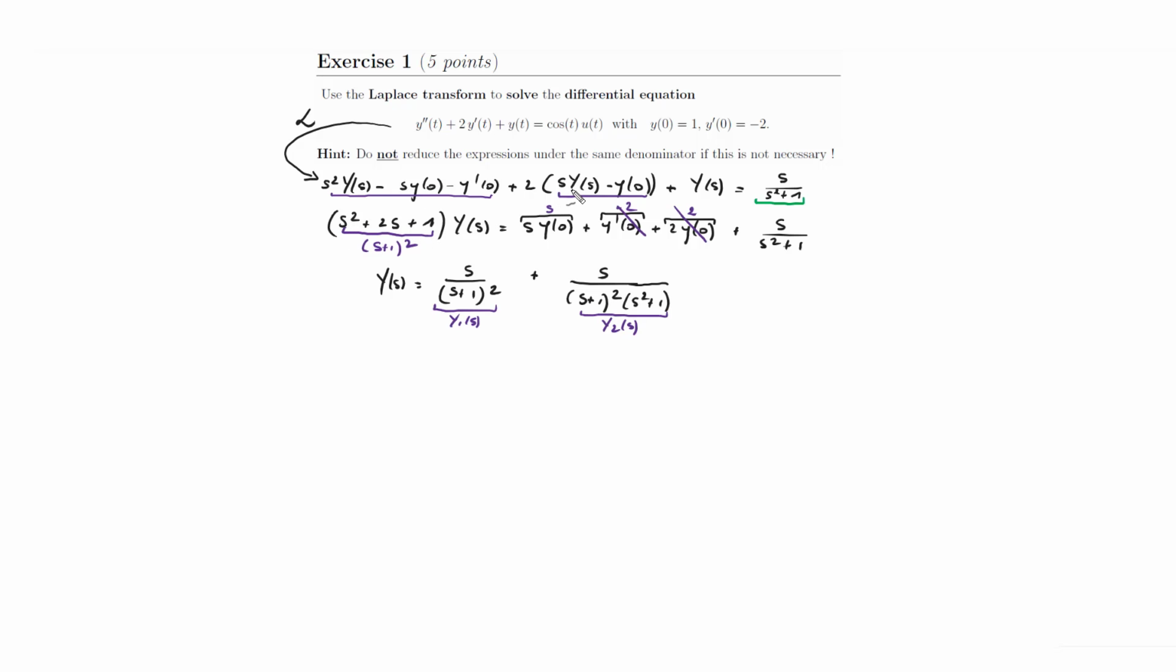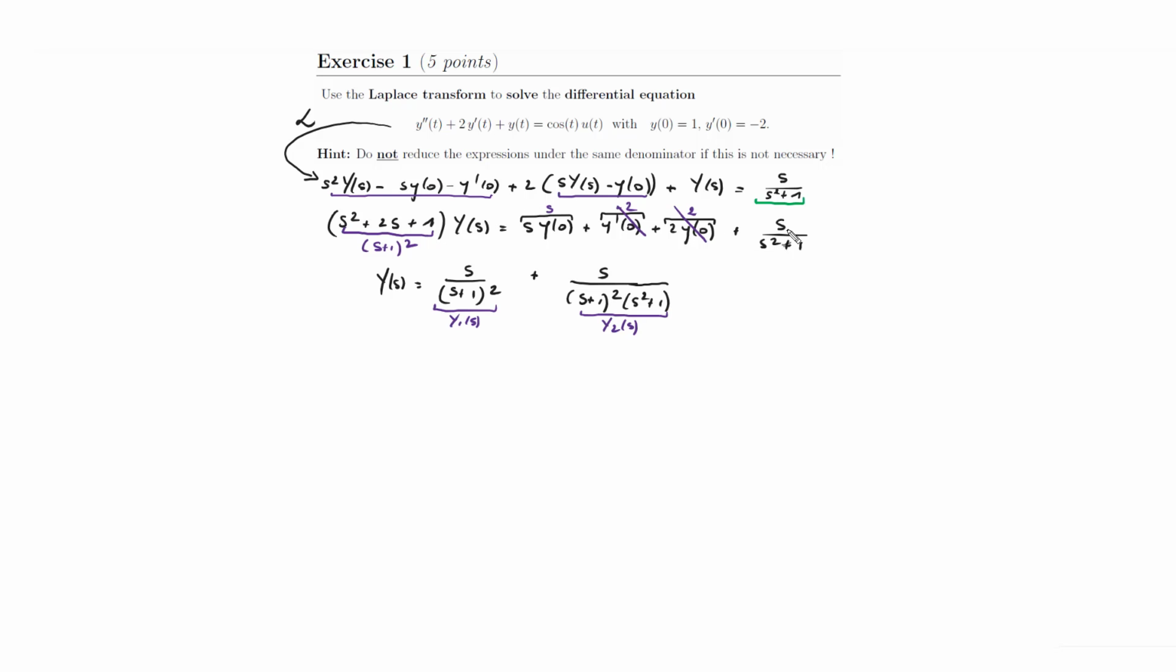So what we'll do is regroup all the terms with Y(s). You have one over here, you have one over here, and one over here. So what you'll have is Y(s) times this polynomial, and if you look at it, well, this is simply (s plus 1) squared. The initial conditions we take on the other side, right?